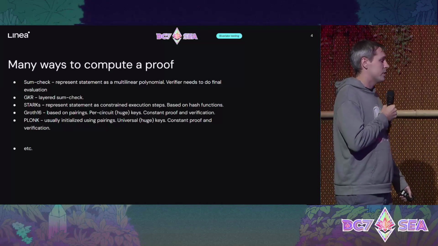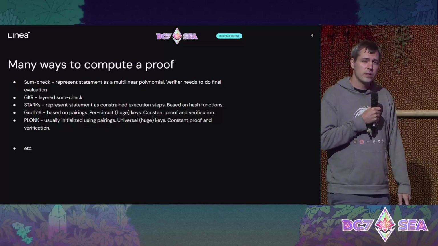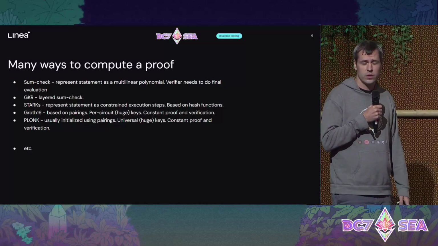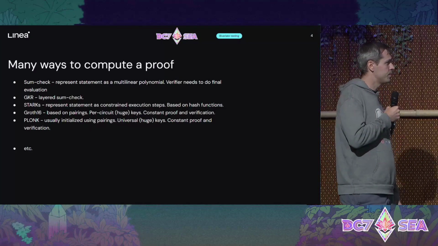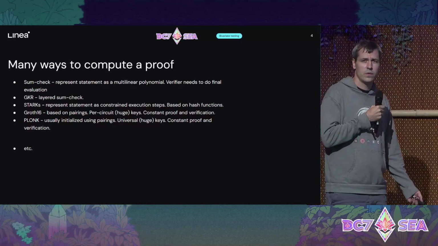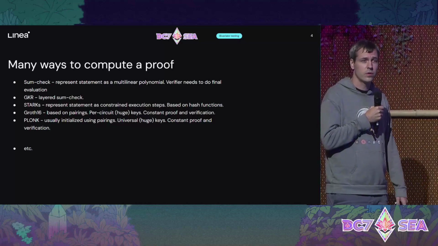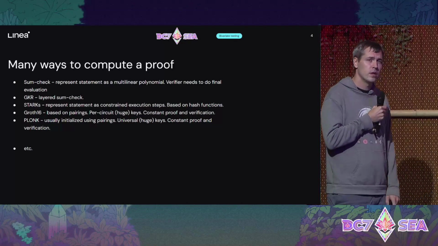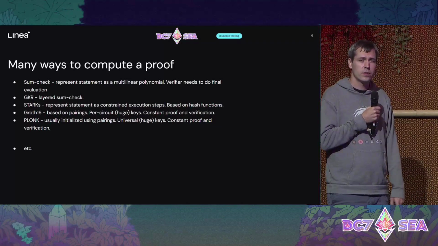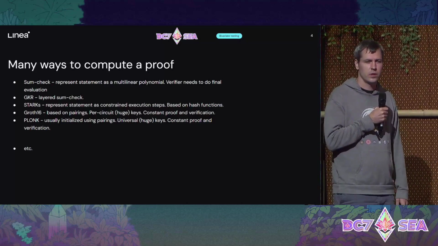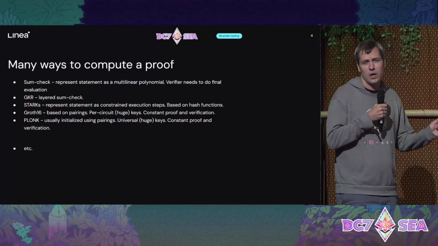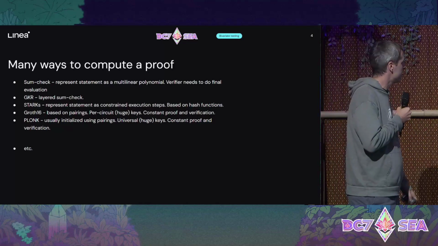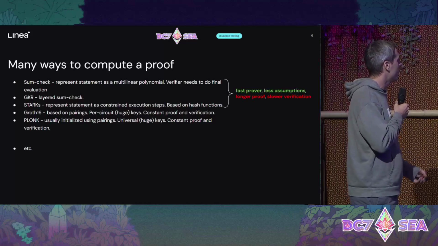We have Groth16, which is one of the first pairing-based systems. The nice thing about Groth16 is that the proof size is constant, and also the verifier work is constant. But it requires a lot of pre-computation. It requires a per-circuit trusted setup. And finally, PLONK. PLONK is nicer in the sense that it doesn't require a per-circuit trusted setup, so it can use the universal trusted setup. There are, of course, a lot more, but I would say in the big picture, these are some nice examples.